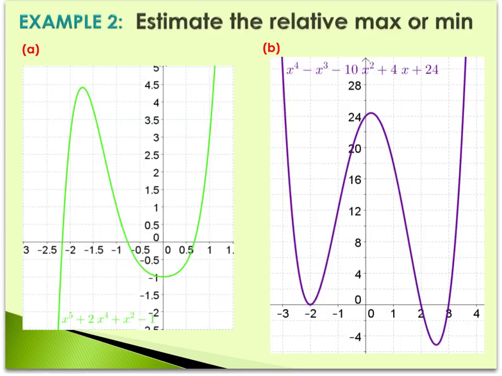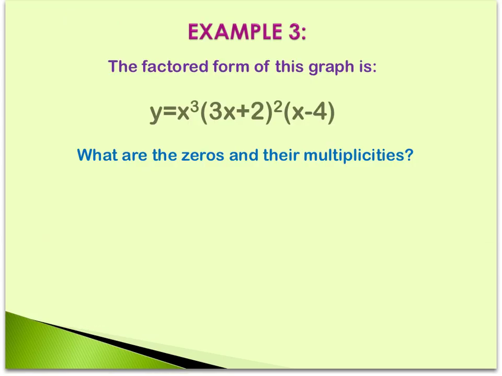I want you to look at these two graphs, and I want you to tell me the relative min and relative max. So remember, you can have both for each graph, but you're only going to have one maximum and one minimum value. And it is okay to go ahead and estimate. So these are going to be estimates. For this problem, I want you to tell me what the zeros of the function are going to be, and I want you to state the multiplicity of each of the zeros.